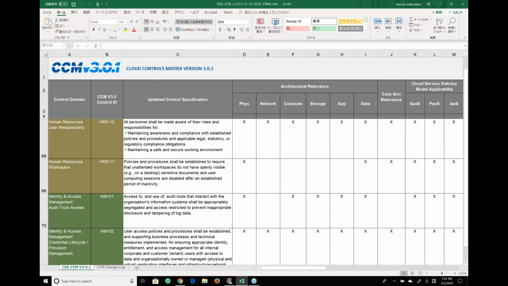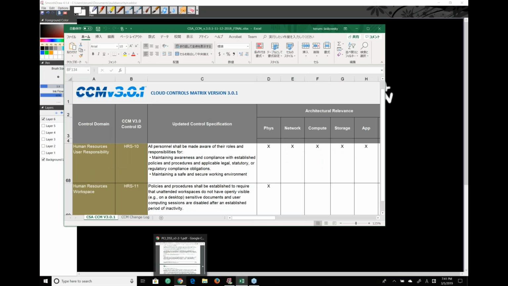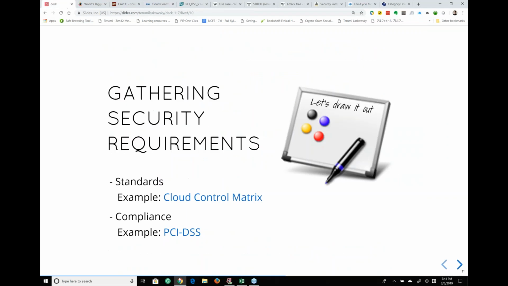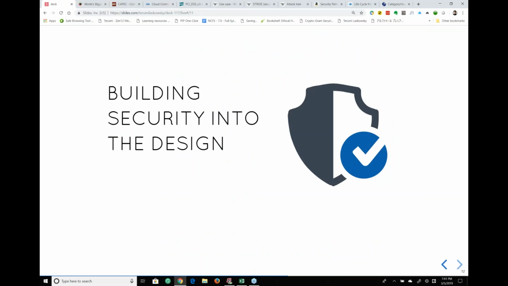All right, so let's go back to the browser. All right, so those are requirements, okay? So now, how do you build security into the design, right? Finally. Now we know what it is that we are responsible for, and now we have to go through some tools, right?